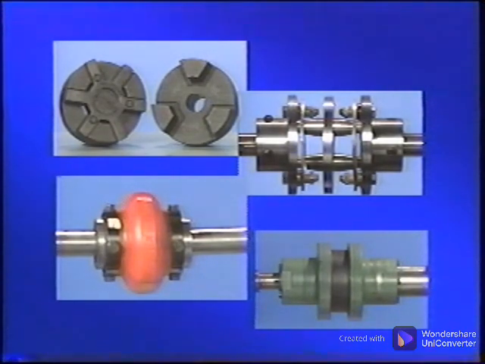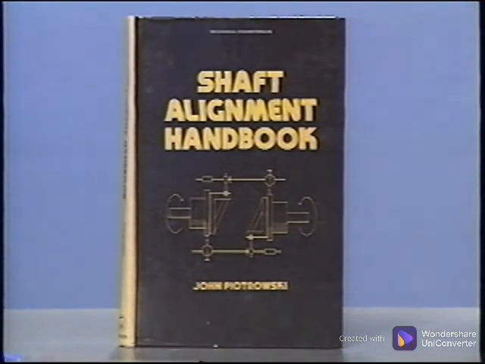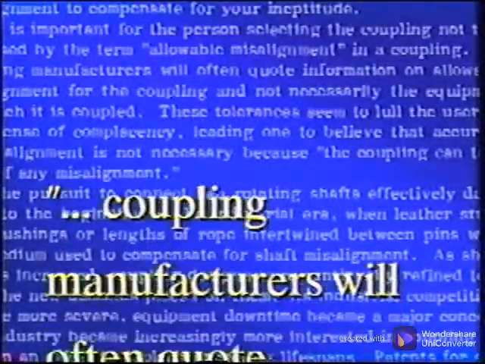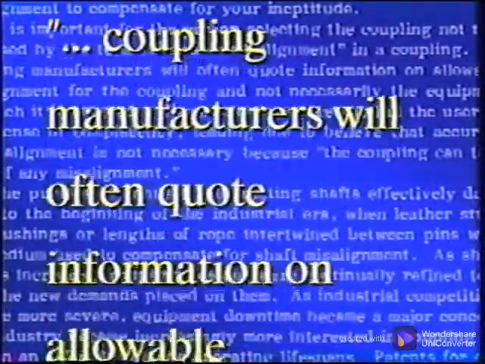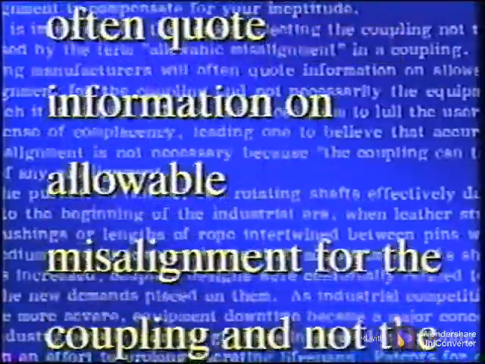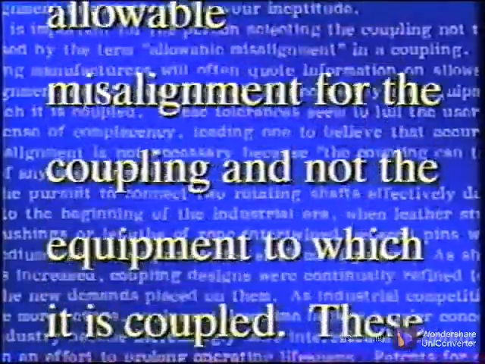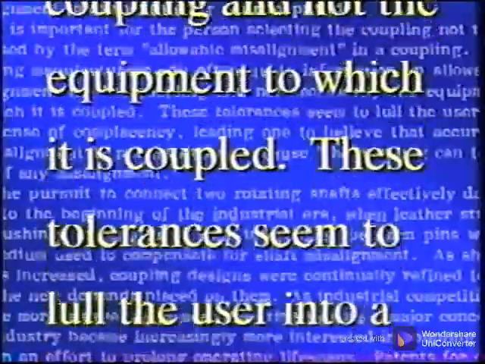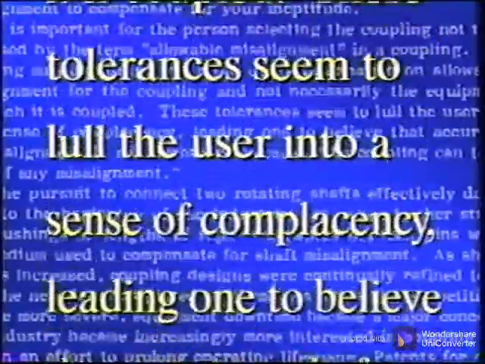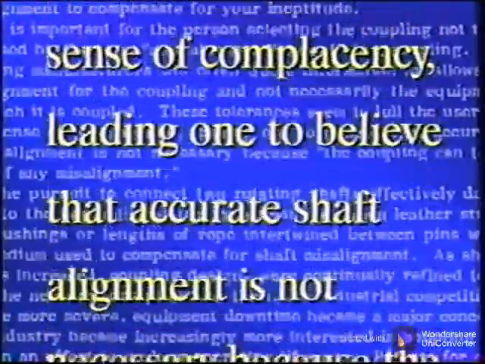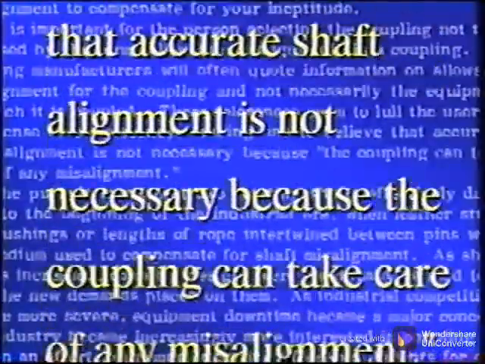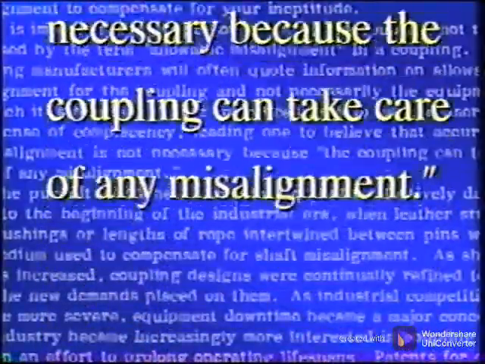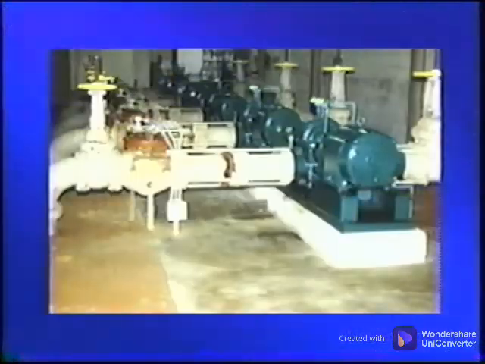Sometimes we are asked, why worry about misalignment? Isn't all I need a good flexible coupling? John Piotrowski answers this in his book, Shaft Alignment Handbook, where he points out that coupling manufacturers will often quote information on allowable misalignment for the coupling and not the equipment to which it is coupled. These tolerances seem to lull the user into a sense of complacency, leading one to believe that accurate shaft alignment is not necessary because the coupling can take care of any misalignment.